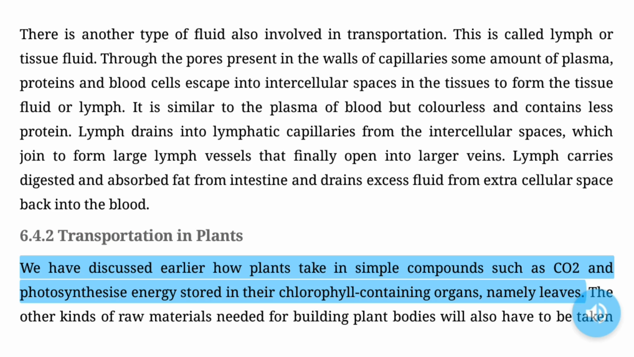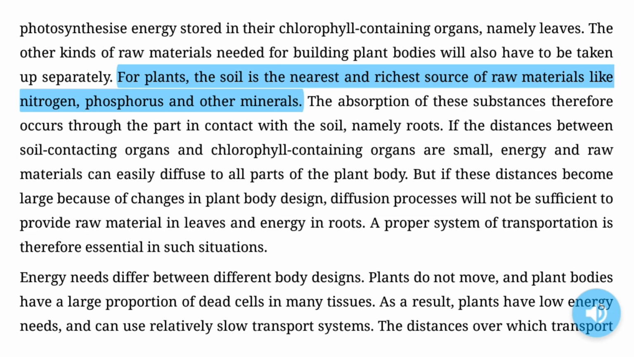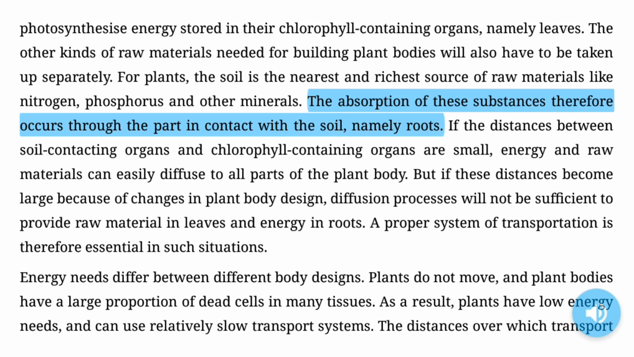We have discussed earlier how plants take in simple compounds such as CO2 and photosynthesis energy stored in their chlorophyll-containing organs, namely leaves. The other kinds of raw materials needed for building plant bodies will also have to be taken up separately. For plants, the soil is the nearest and richest source of raw materials like nitrogen, phosphorus and other minerals. The absorption of these substances, therefore, occurs through the part in contact with the soil, namely roots.